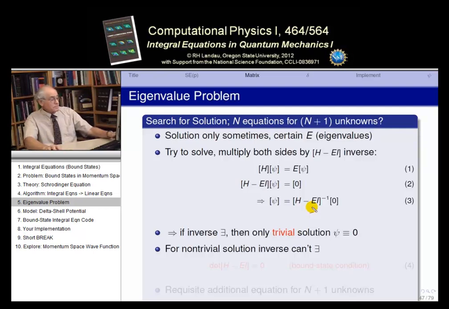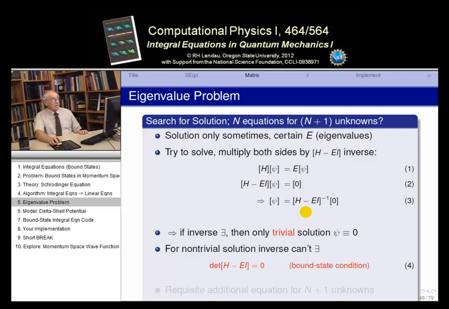Okay? So, when does the inverse not exist? The inverse does not exist when this determinant of H minus E I is equal to 0. So, having a determinant equal to 0 means that the inverse does not exist, and that's another equation. That's the bound state condition, as it's called. In order for these Schrodinger equations to have a bound state solution, this determinant of this matrix must be 0.